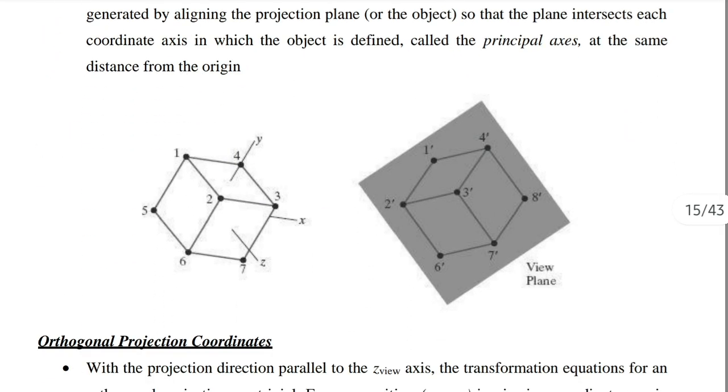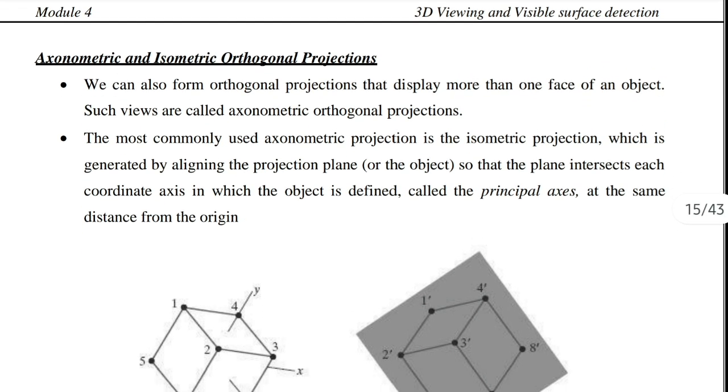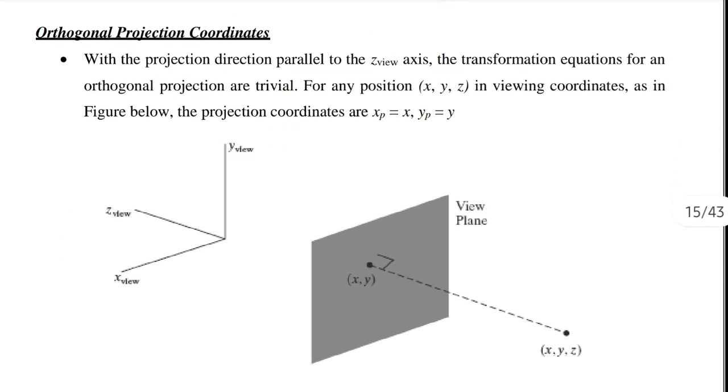But here, in the same 2D plane, you can see multiple faces, this face and this face. Seeing multiple faces in the same plane is known as axonometric and isometric orthogonal projections. Okay, that you need to keep in mind.